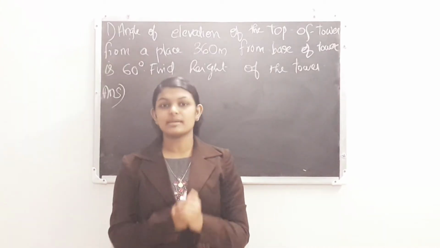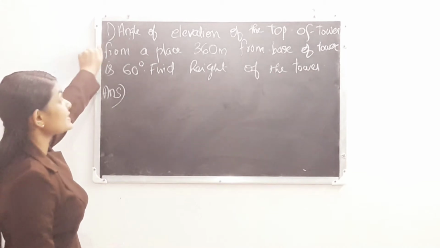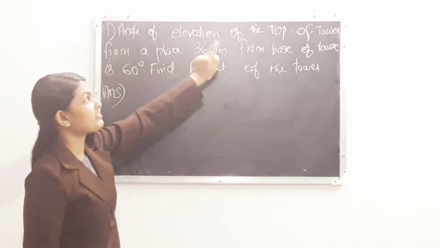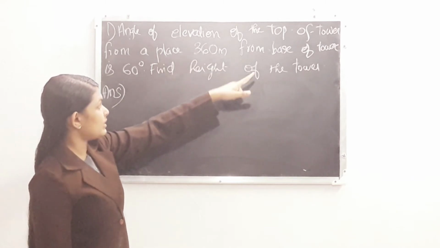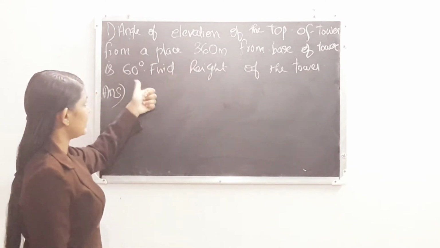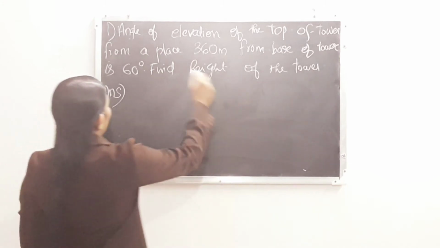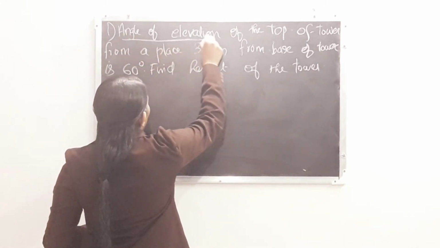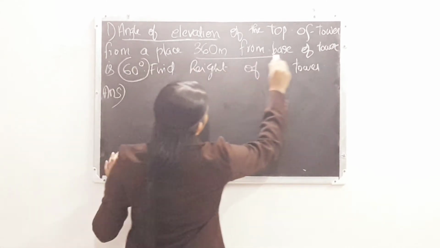Now we will discuss some questions from this chapter. So this is your first question. The angle of elevation of the top of a tower from a place 360 meter from the base of the tower is 60 degree. So we have to find the height of the tower. So we have given the angle of elevation as 60 degree and 360 meter from the base of tower.